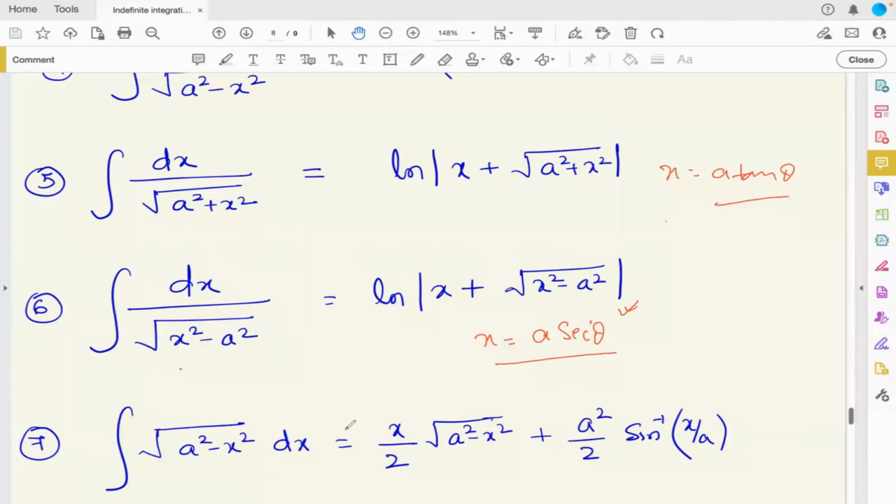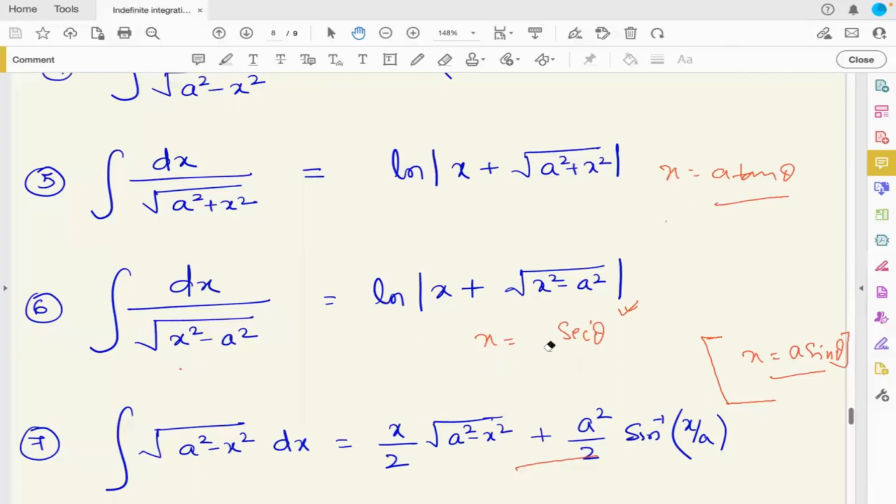Like here, root under a square minus x square. Its integration will be x by 2 root under a square minus x square plus a square by 2 sin inverse x by a. So first try to remember it and then try to prove it by substitution, because it looks like a square minus x square. So try to substitute here x is equal to a sine theta. When we substitute here, we get the favorable result in an easy manner. Basically the complex integrand gets converted into a favorable one.